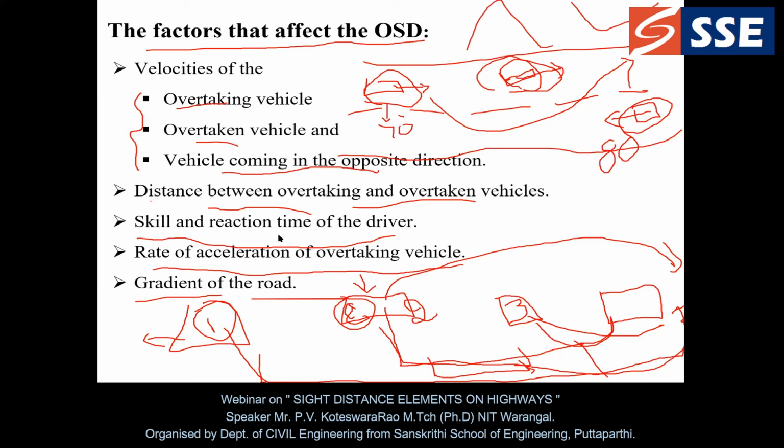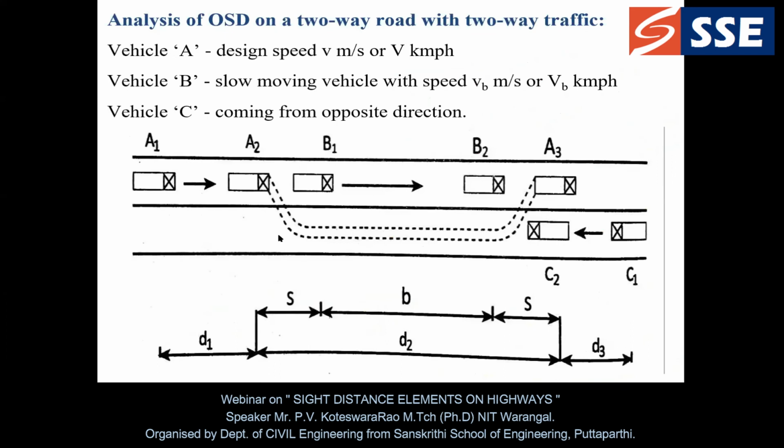Now let us see the analysis of the overtaking sight distance. Already we have seen this one. So please observe this slide clearly. We are having three vehicles. Vehicle A, design speed V meter per second or V kmph. Vehicle B, slow moving vehicle with speed VB or VB kmph. Vehicle C coming from the opposite direction.